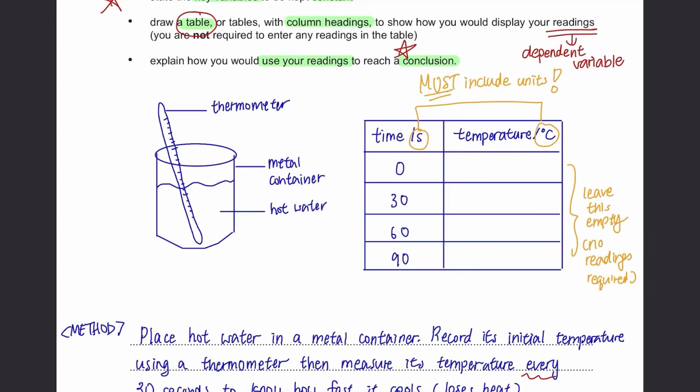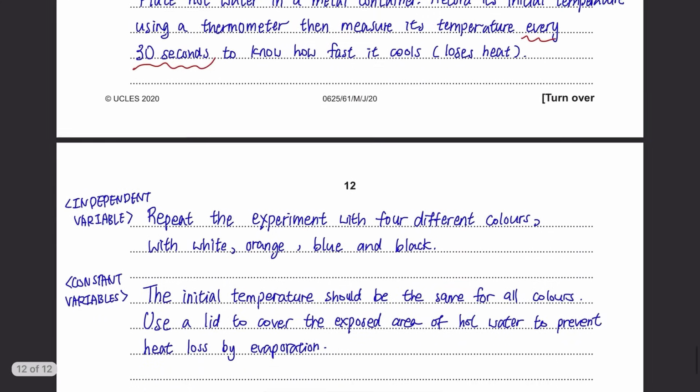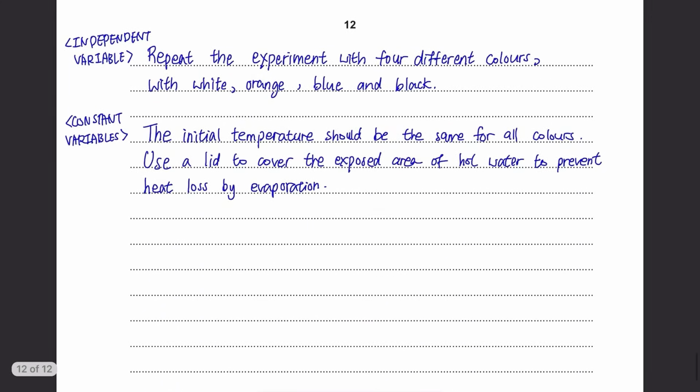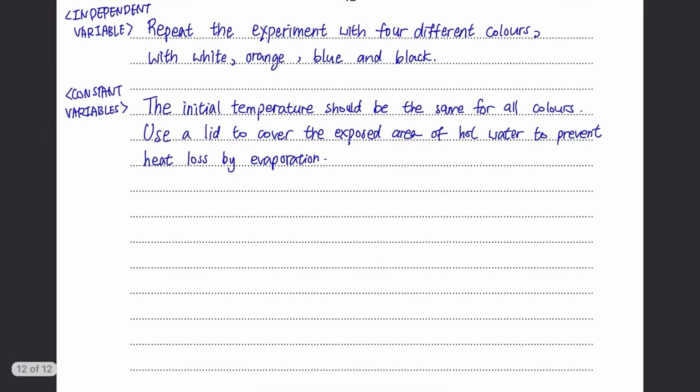Finally, a conclusion. We have already learned this concept before. The greater the temperature change, the more it radiates heat and the greater the rate of heat loss. So the greatest temperature drop among the containers shows that it's the best radiator of heat.